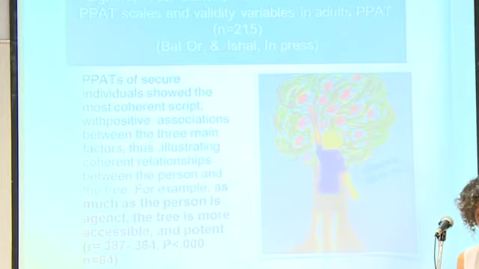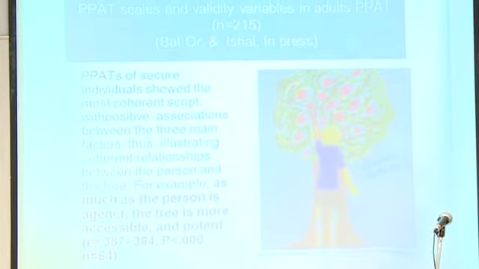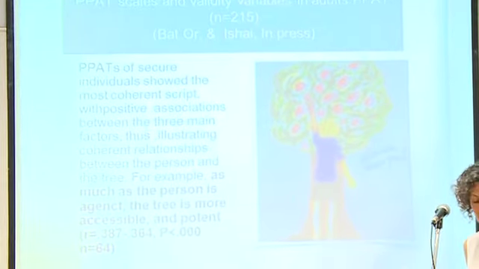For example, as much as the person is agent, as you can see here, he's active, he's touching the tree, and he's reaching the goal. So as much as the person is agent, the tree is more accessible. It is not a so high tree. It is like something low that I can reach and grab the apple. And potent, it is a strong tree.